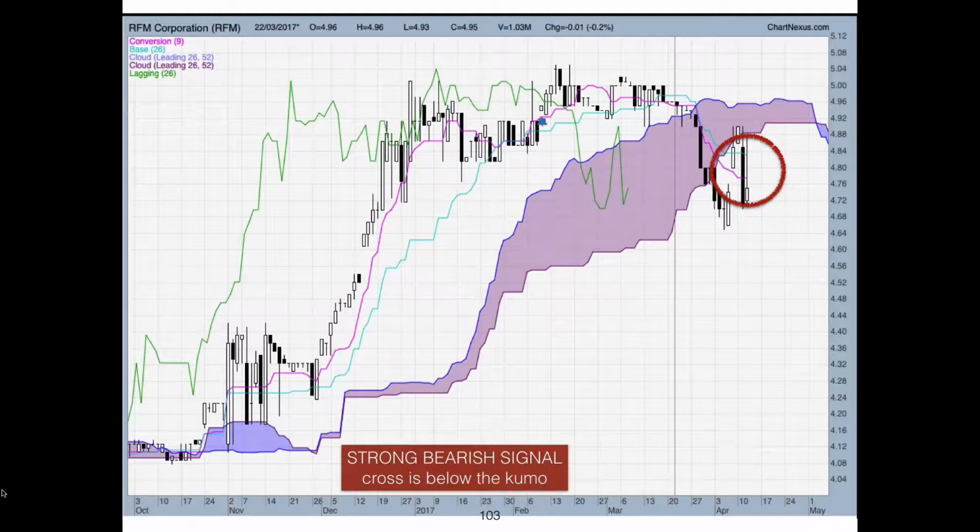This is strong because there is no Kumo preventing the price from going downwards. The Kumo support was already broken. Therefore, you can have a free fall because there's no support underneath. There's no Kumo to catch the fall.